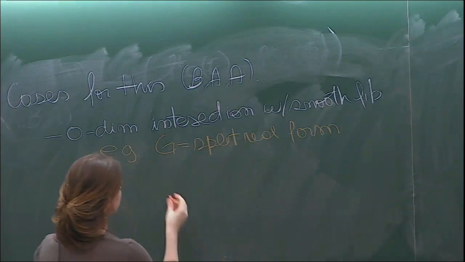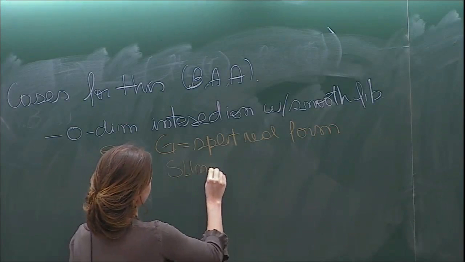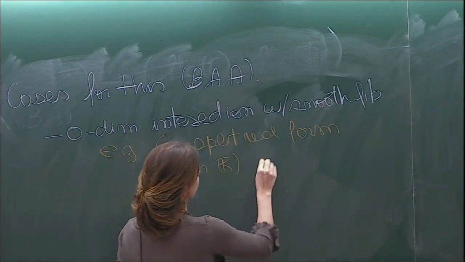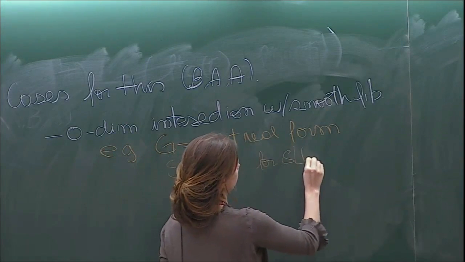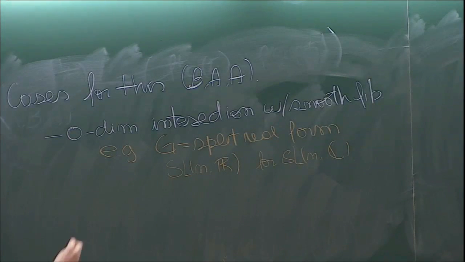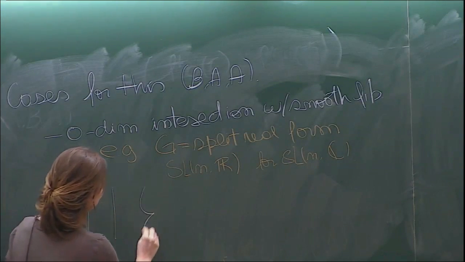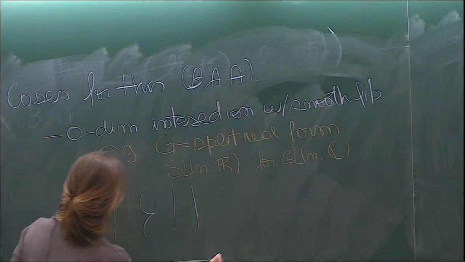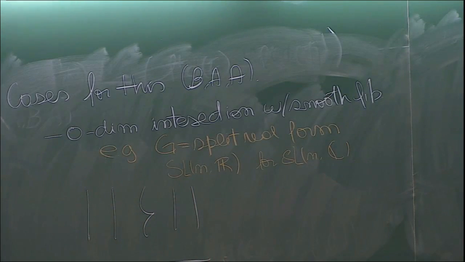So an example of this is SL(n,R) for SL(n,C). So why is this so interesting? One of the reasons is that once you have finite intersection, it means that you have finite points in each place. And in order to understand your brane, this is your BAA brane. So these give me the real Higgs bundles.